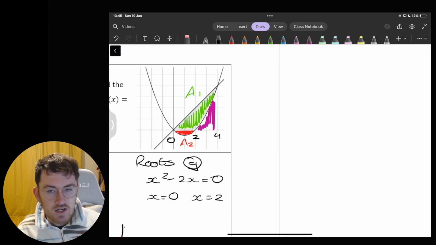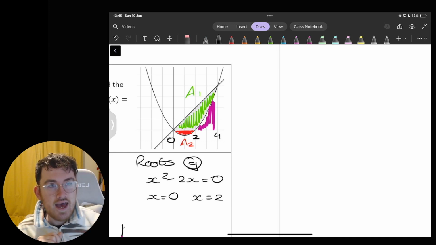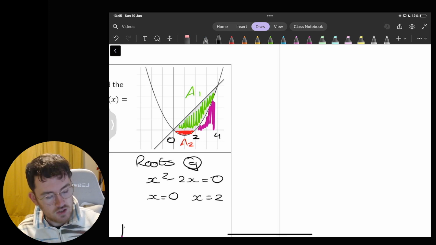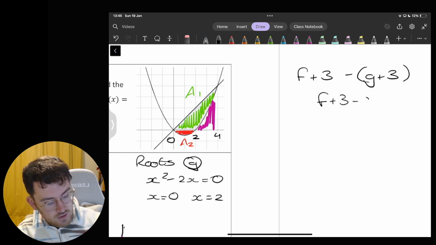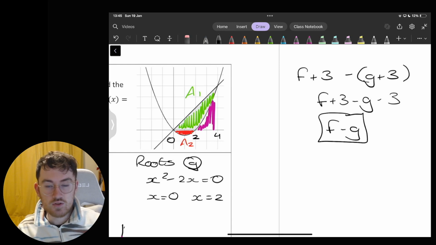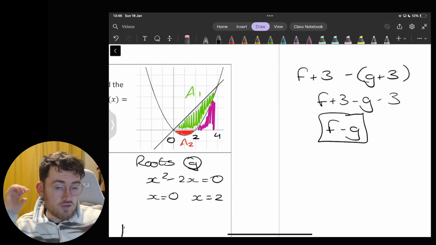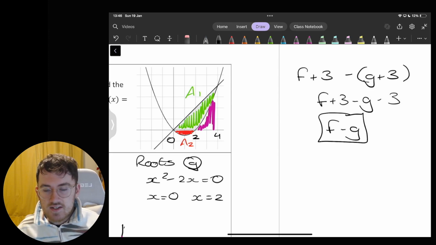Partly, I suppose, consider that if I were to move both functions upwards, then all the area would be above the axis. But then subtracting the two: if I added 3 to f and 3 to g, and then subtracted the two, it would be f plus 3 minus g minus 3, which would still just be f minus g as normal. So the position of the two curves when finding the area between the curves isn't going to impact the area at all.